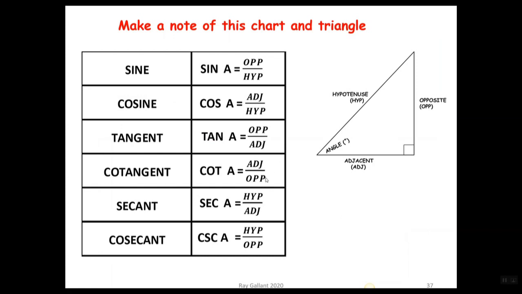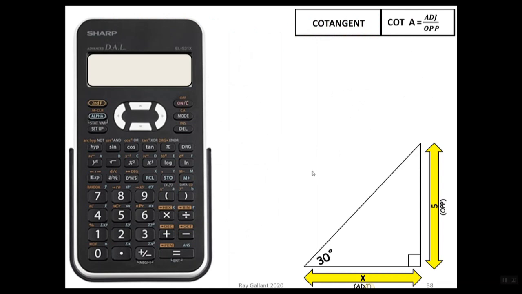Adjacent over opposite. Do we remember the relationship that we had between tan and cotangent? Cotangent is just the inverse of the tangent. So how do we type this into our calculator?